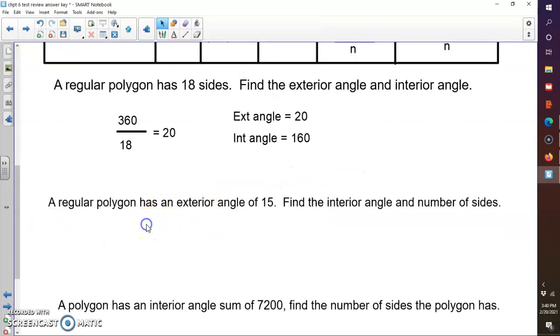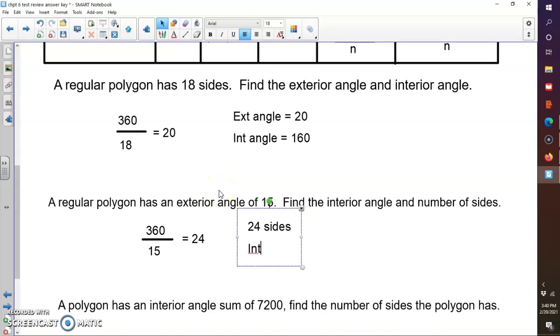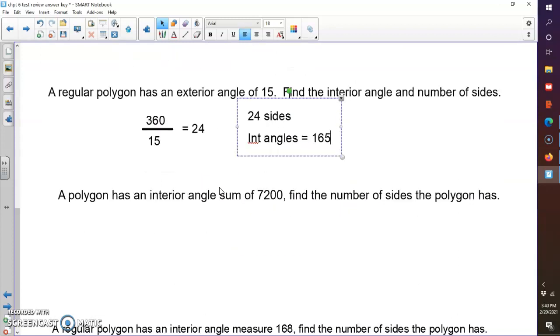For a regular polygon with an exterior angle of 15, I'm going to do 360 divided by 15. Well, 360 divided by 15 is going to be 24. So when I'm dividing by my exterior angle, instead of getting my exterior angle, I already have that, I'm getting my amount of sides. So my sides is 24. My interior angle is quite simply the linear pair. My interior angle is 165. I don't need to do any division to find that out.